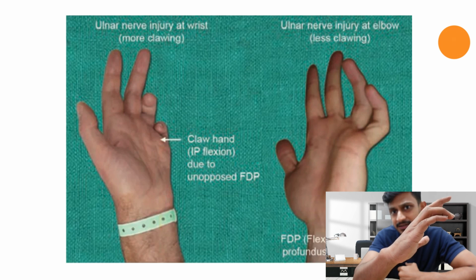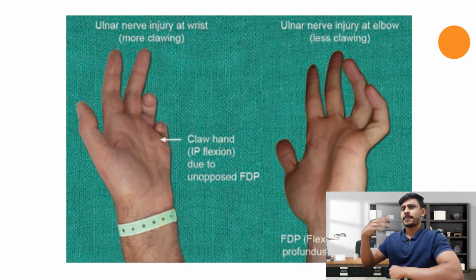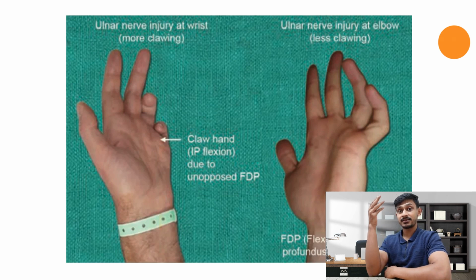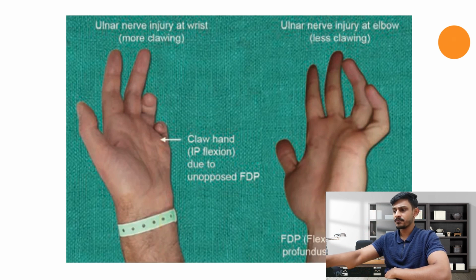Why there will be slight flexion is because the function of the lumbricals is to help the extensor digitorum extend the PIP and DIP, as it attaches to the extensor hood. So there will be slight flexion because of the loss of the lumbricals, and there won't be too much flexion because the FDP is also not active. So this causes less clawing. So that's basically the ulnar paradox explained.